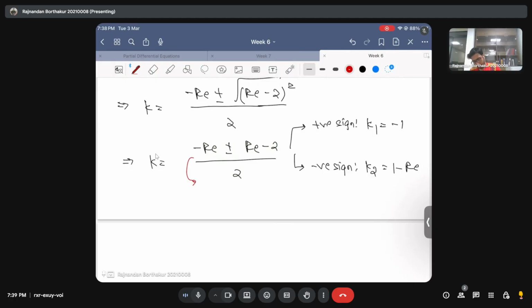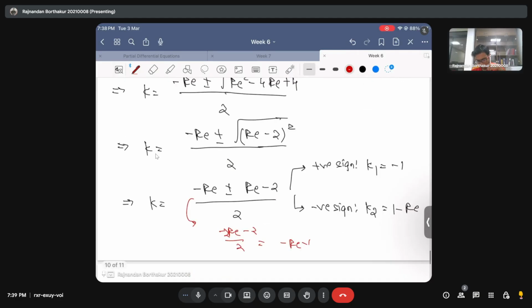Okay, so it's going to be minus Re minus 2Re minus 2 by 2. Okay, so it is going to be minus Re minus 1. Okay, yeah, so it is going to be actually 1. Did I make any mistake here? So the plus sign is going to give me minus 1 and the minus sign.